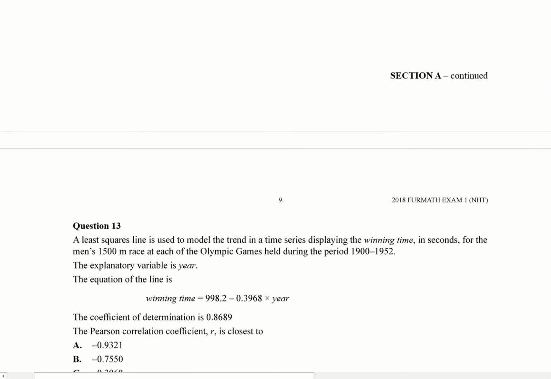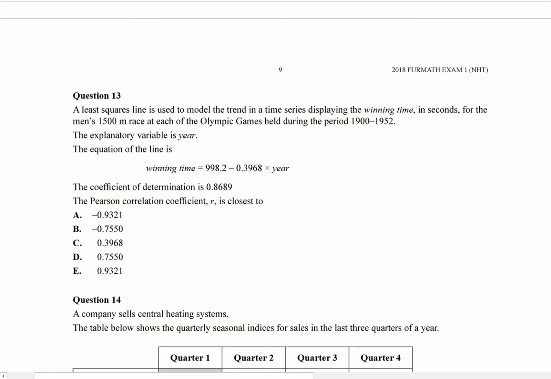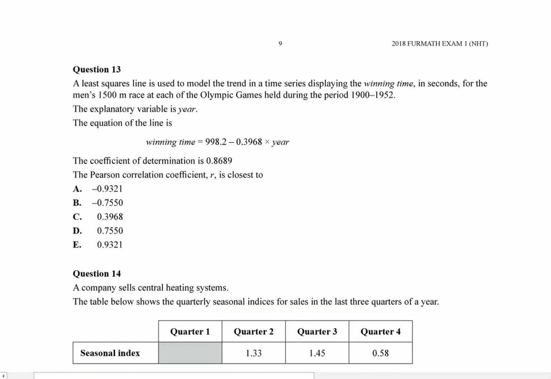Question 13. All right. The least squares line is used to model the trend in time series displaying winning time in seconds for the men's 1500 meter race at each Olympic Games held during that period. The explanatory variable is year, and that's our equation. So the coefficient of determination is 0.8689. Now, to convert that to R, because remember that's R squared, you're going to square root 0.8689, and that would give you an answer of 0.9321. Now, this one you just got to be really careful because that's R. That's just the square root of that number.